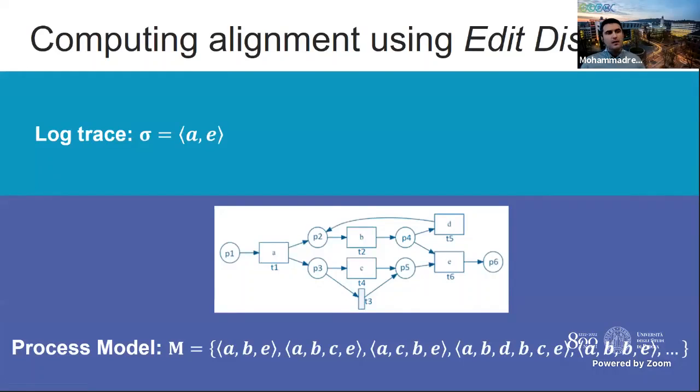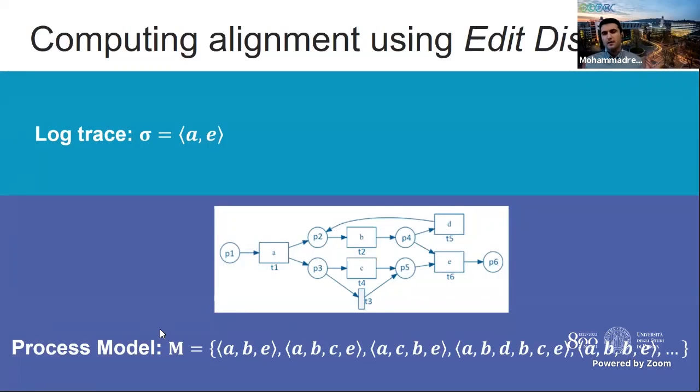We can consider a process model as a set of all possible behaviors that could be replayed by it. For example, for the given Petri net, we could have this corresponding set of behaviors. Of course, if there is a loop in the model, the set will be infinite.